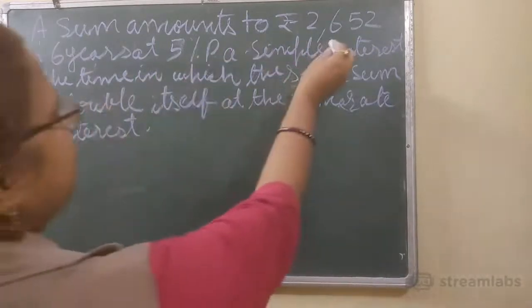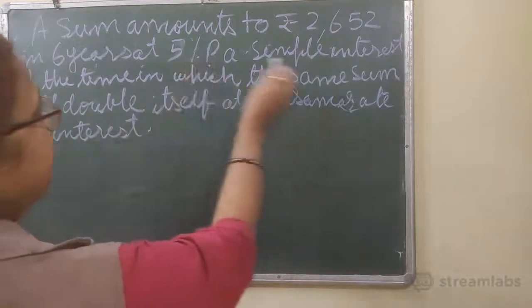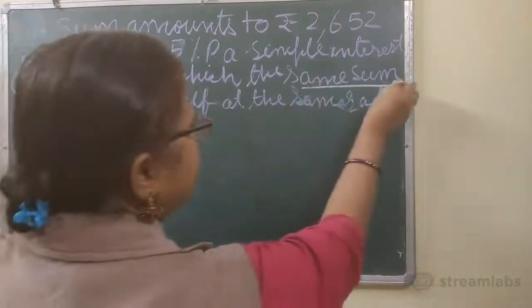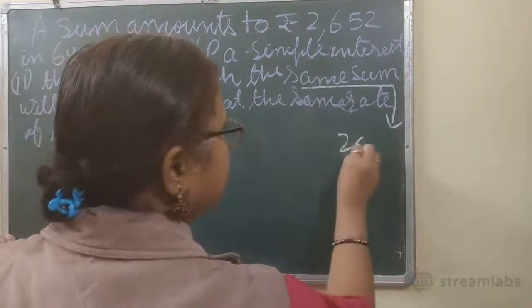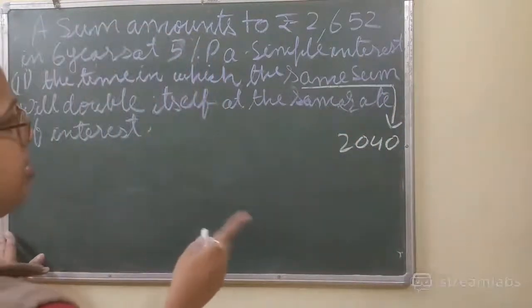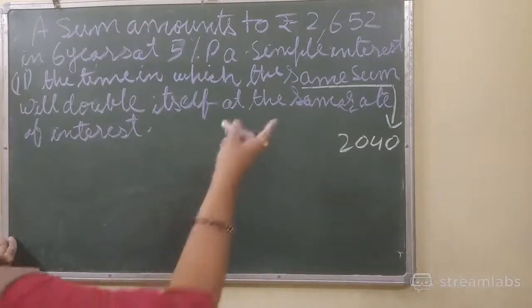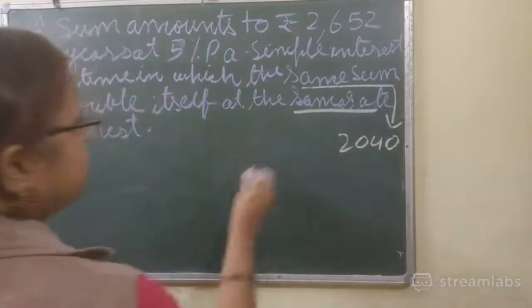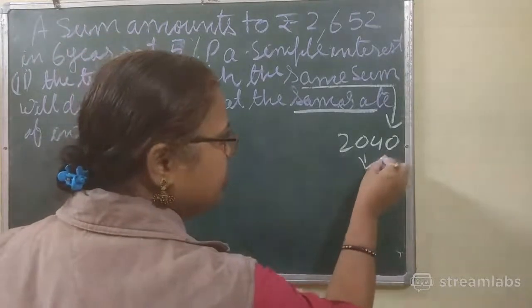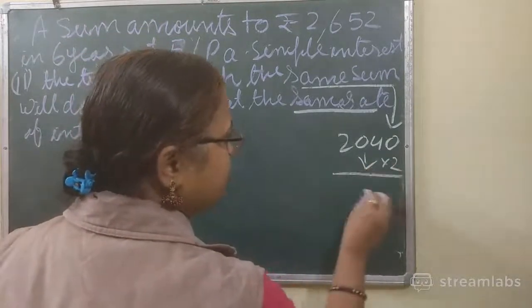A sum amounts to this in 6 years at 5% simple interest. The time in which the same sum, which we got as 2040, will double itself at the same rate of interest. So the rate of interest is also the same. Double itself. Double means what? It means when you multiply by 2, you will get what?